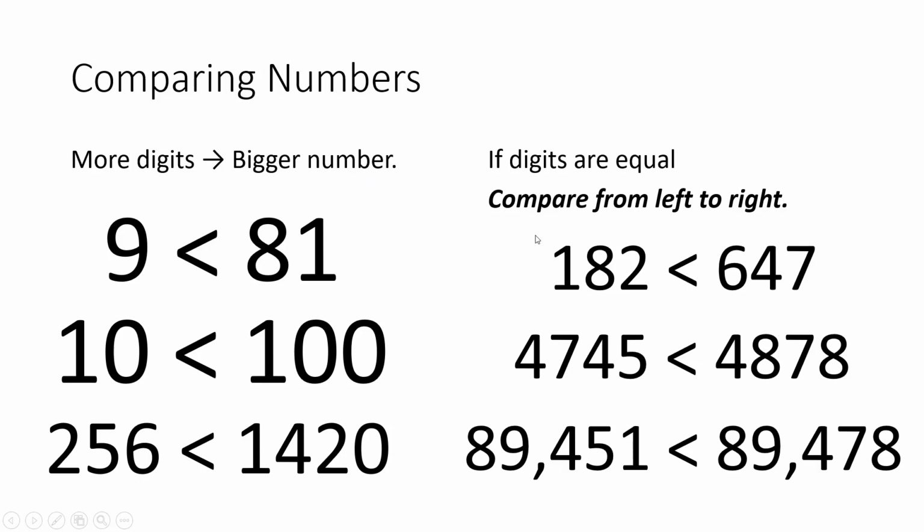Okay, got it. Now the next simple trick is, if the number of digits is equal, what do we do? Just compare them from left to right. Just take both numbers which have the same number of digits and compare them from left to right. Okay, now we look at examples. For example, here we have 182 and 647. Both have three digits. How do we compare? We compare them from left to right. Okay, now we see that the leftmost digit, which is the highest place value digit, is 1.